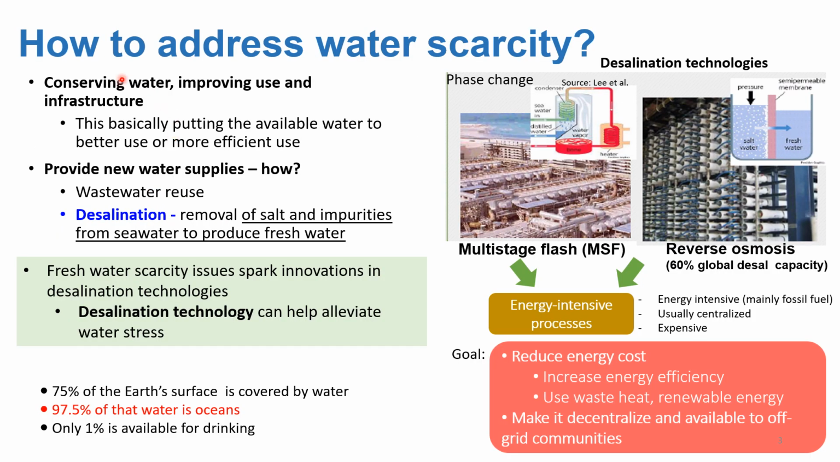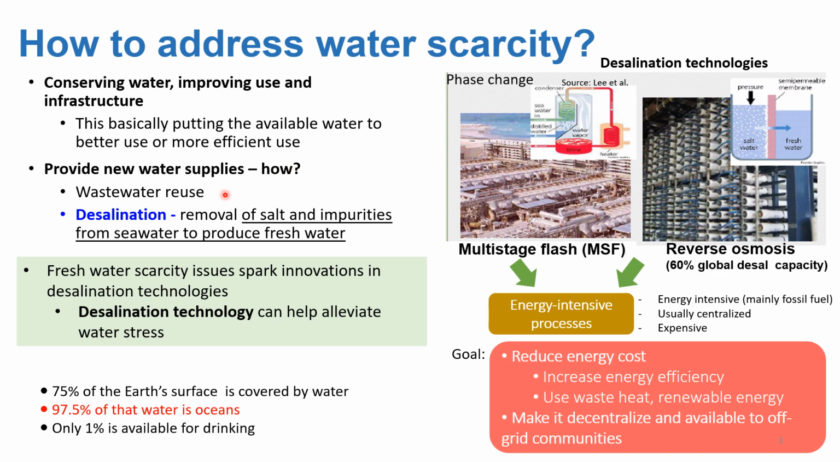So the main question here is, how do we address water scarcity? There are two main ways that we can go about this. The first one is basically using the available water that we have in a more efficient way, or towards a better use. However, many of the water sources that we have now are polluted and the rest are just not enough for the growing population and urbanization. We need to find alternative sources of water that can be sustainable.